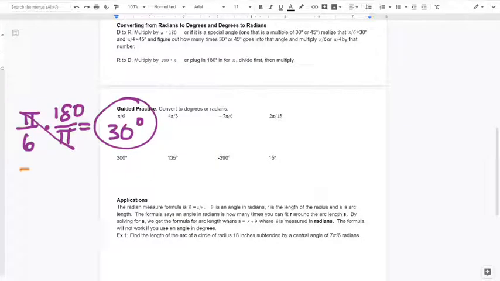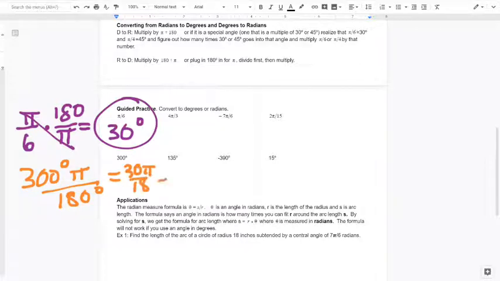For 300 degrees, it's in degrees, so I want to put it into radians. Radians are usually measured in terms of pi, so I have to multiply by pi. Every pi that I multiply by, I have to divide out 180. So I get 300 pi over 180, which is 30 pi over 18, which if you divide both 30 and 18 by 6, you get 5 pi over 3. So that would be 300 degrees in radians: 5 pi over 3, sorry.